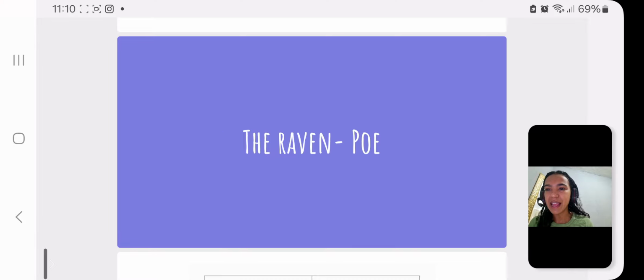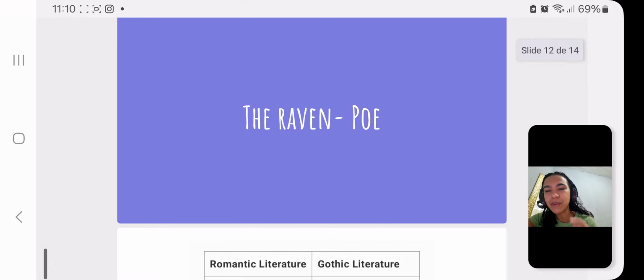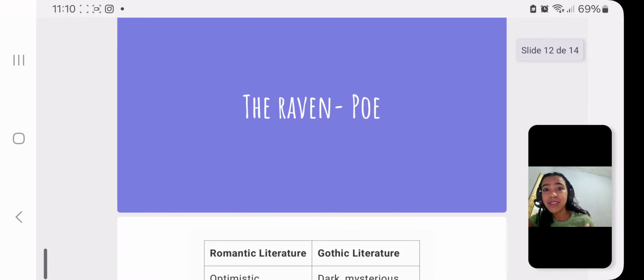Okay, now that we read, let's see the darker parts of this poem. Okay, pretty good. Yes, good example. That's very dark. It's Gothic literature.